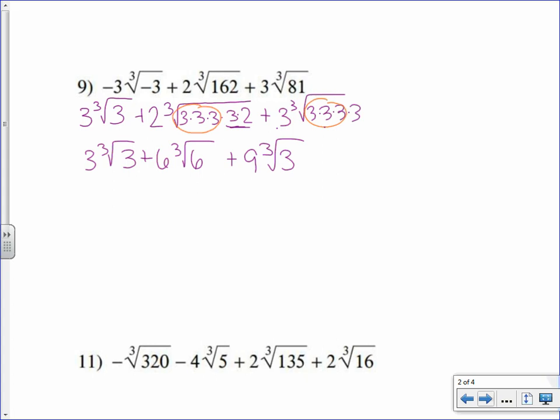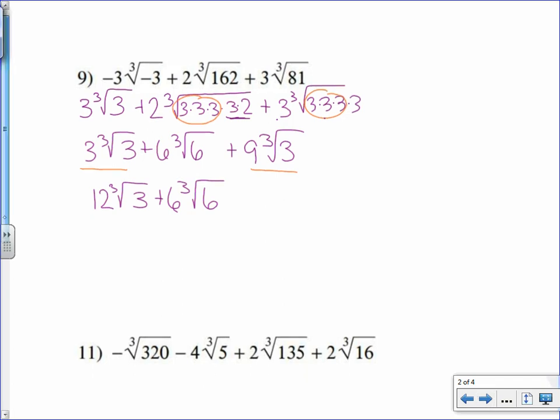And now, this and this are like radicals because they both have an index of 3 and they both have a 3 as their radicand, so we can combine those. And that's going to give us 12. Yep, 12 times the cube root of 3 plus 6 times the cube root of 6. And there you go. So, a little bit of work. You've got to remember to pull out that negative anytime you have an odd index.